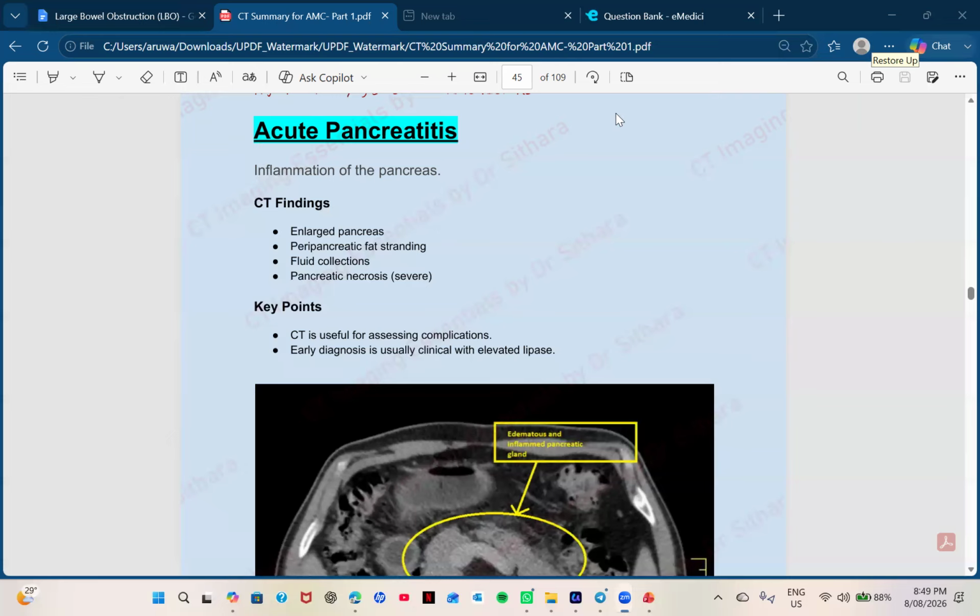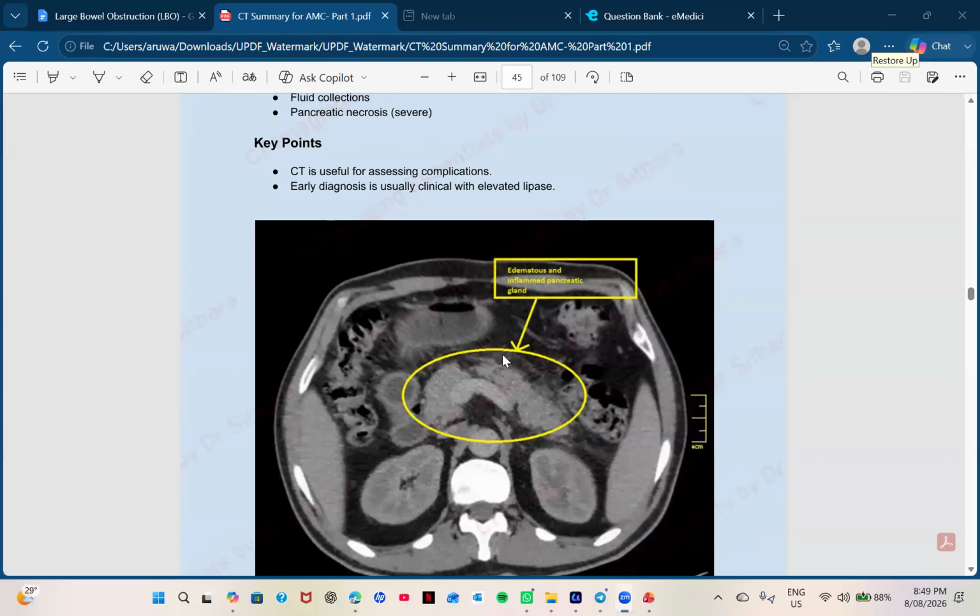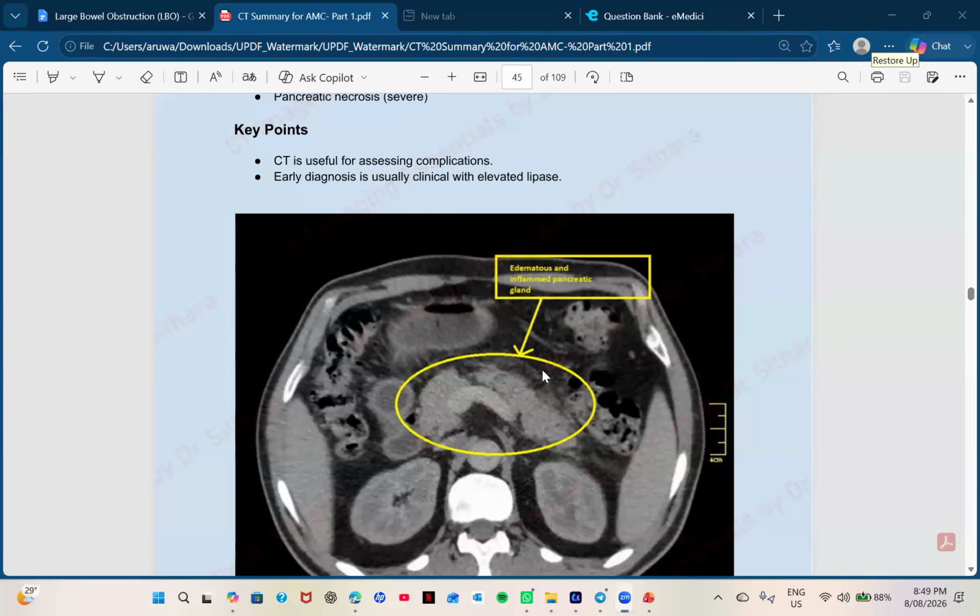Okay, malignancy is here. What you can see, the worm is getting bigger, right? Here, can you see the small worm is getting edematous and inflamed, the pancreatic gland, and around this you can see this fat stranding, right?